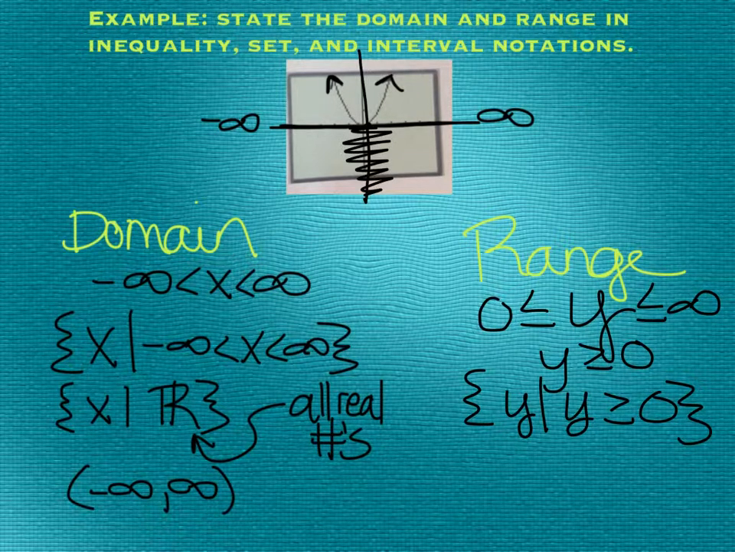And in interval notation, the 0 is the lowest y can be, so it comes first. Infinity is the highest y can be, so it goes second. We touch the 0, so we have a hard bracket on that, and we never actually touch an infinity, so a soft bracket on that.